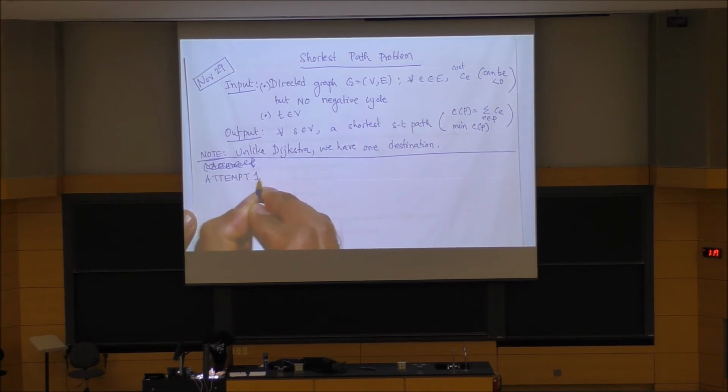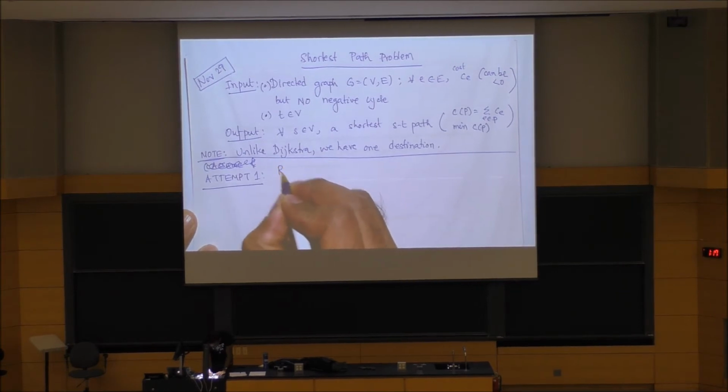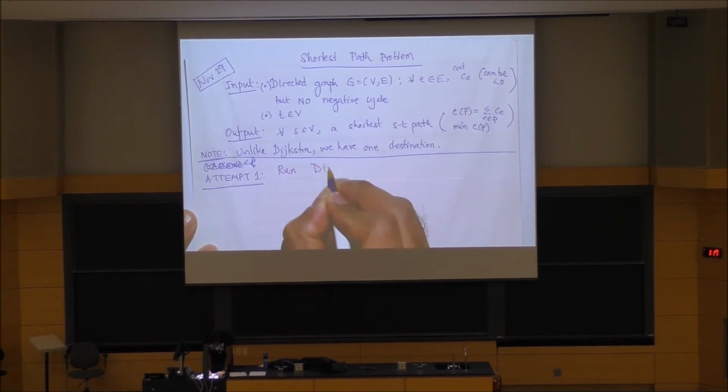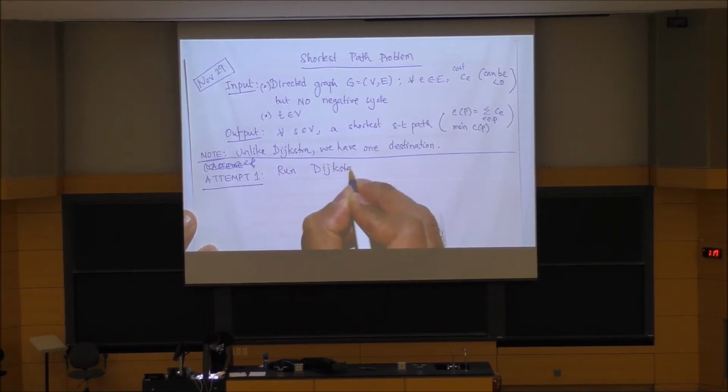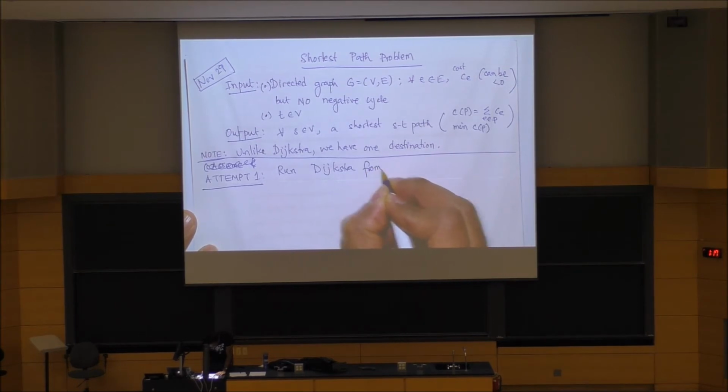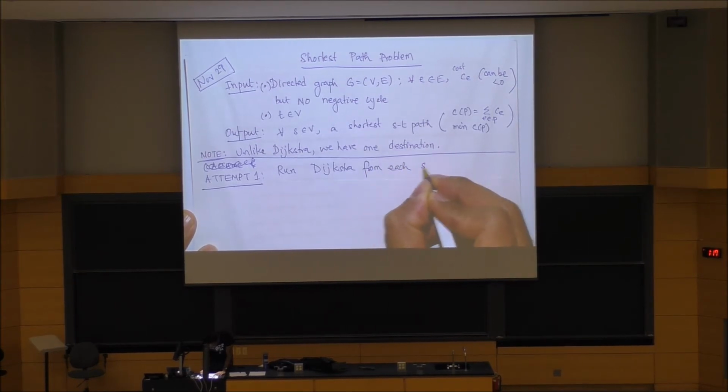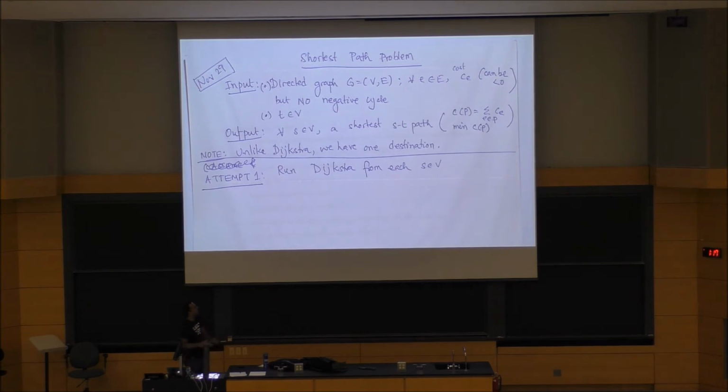So attempt 1 is just run Dijkstra, let's run it for each source. Okay, and of course, if this works, I have to run it for n times, but if I only care about polynomial time, this doesn't matter. But this fails miserably, right?